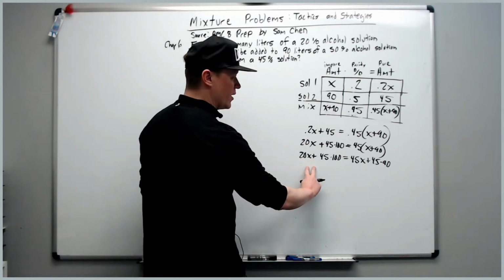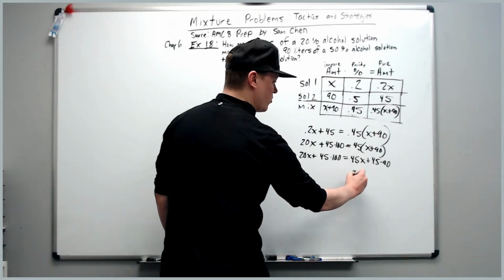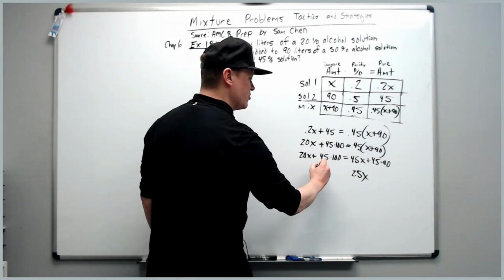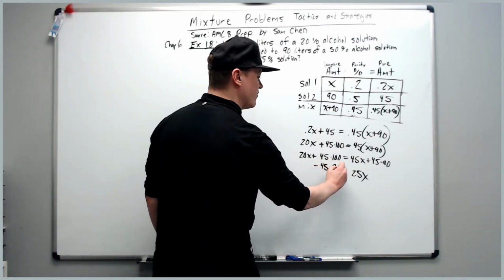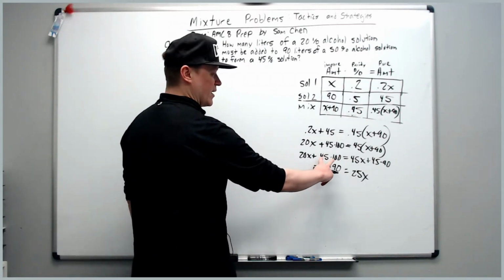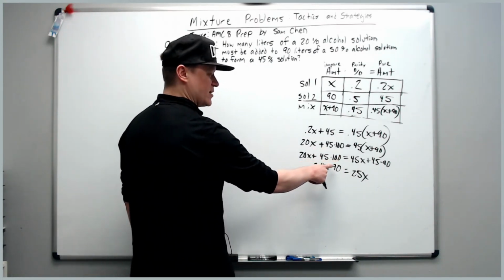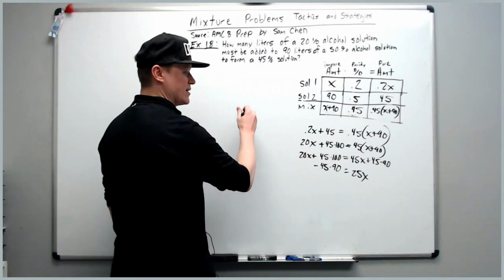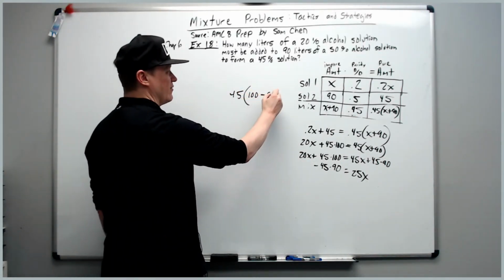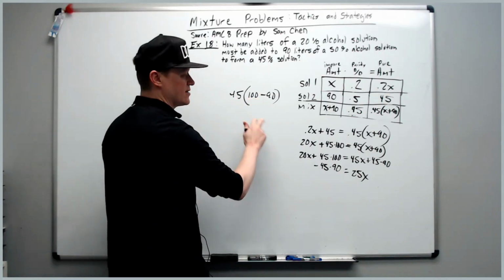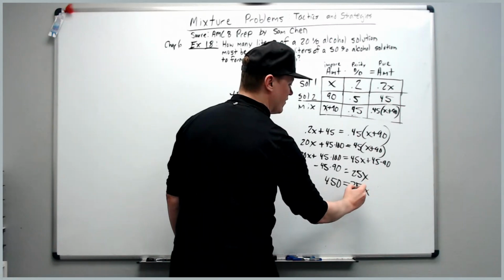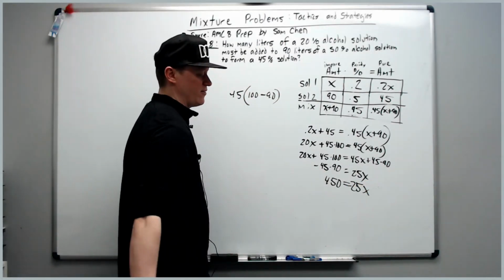So we're going to move 20x over here to get 25x, and the 45 times 90 over here to subtract 45 times 90. Now, if you can see what's about to happen, we're going to take 45 times 100 and subtract 45 times 90. That means you can factor out the 45, and you'll have 100 minus 90, which is 10 times 45, which is 450, equals 25x.